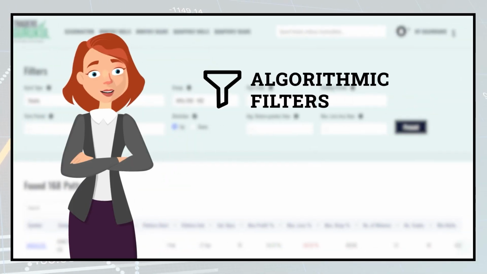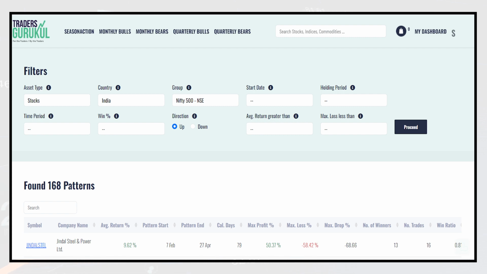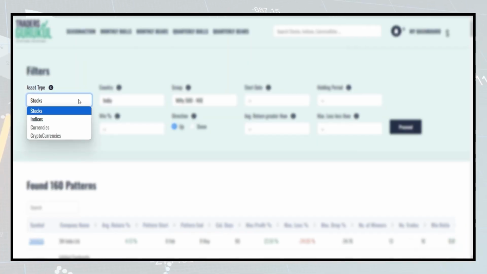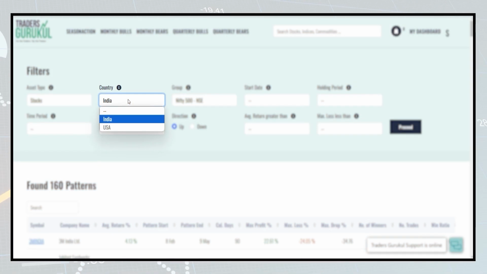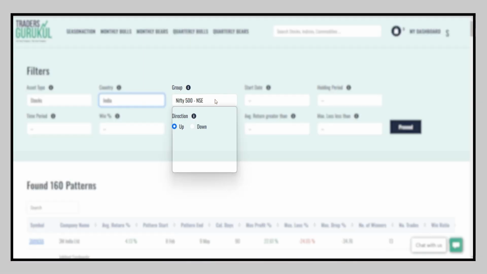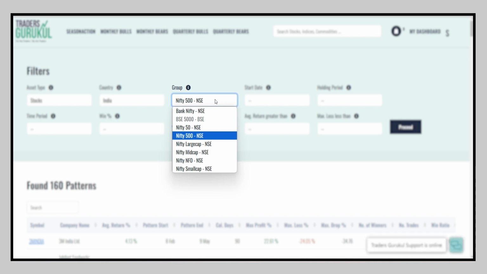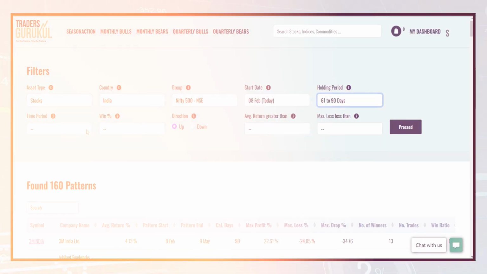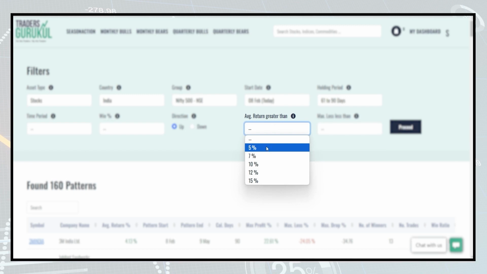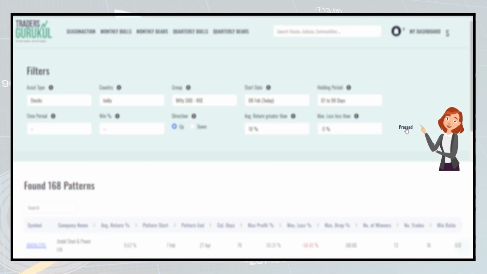Let's look at both the scenarios respectively. Now, scenario 1, utilizing algorithmic filters. Apply our algorithmic filter for pattern selection. Choose asset type as stocks, country as India, and Nifty 500 in group. Note, switching group between BSE 5000, Nifty 50, Nifty Large Cap, Nifty Mid Cap, Nifty Small Cap, and Nifty NFO is effortless and advantageous. Set a start date and holding period. Select required average returns and maximum loss, and click the Proceed button.